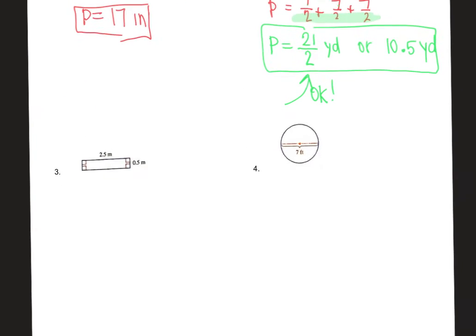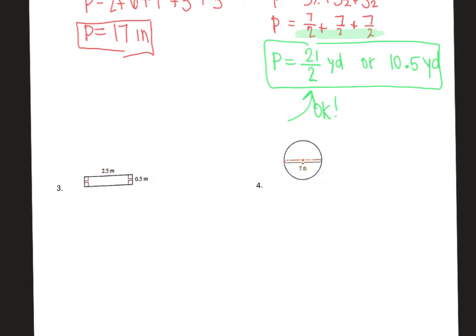All right, for number 3, we're finding the perimeter of a rectangle. And that means I can do one of 2 things. I can add up all the sides, or I can use this formula 2L plus 2W. Now, it really doesn't matter which one you make length and which one you make width. You'll get the same answer using either. But you want to make sure you're just consistent with what you do.